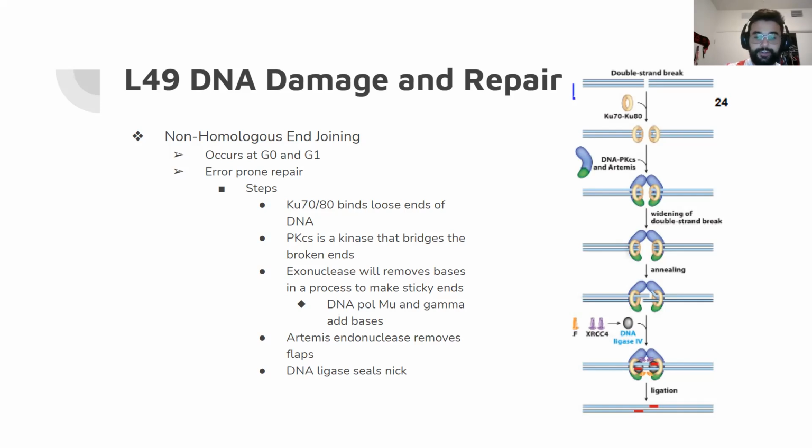So this is also another error-prone repair, and that's because we're also going to be having those little flaps that are going to be removed. So the steps here are Ku70/80 are going to bind to the loose ends of the DNA. Our DNA-PKcs is a kinase that is going to be able to bridge those broken ends, right? Phosphorylating those broken ends. Then our exonuclease will remove the bases in the process to make sticky ends.